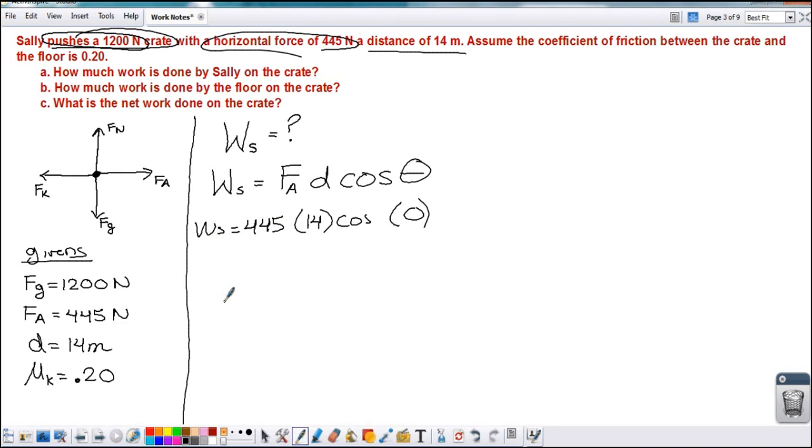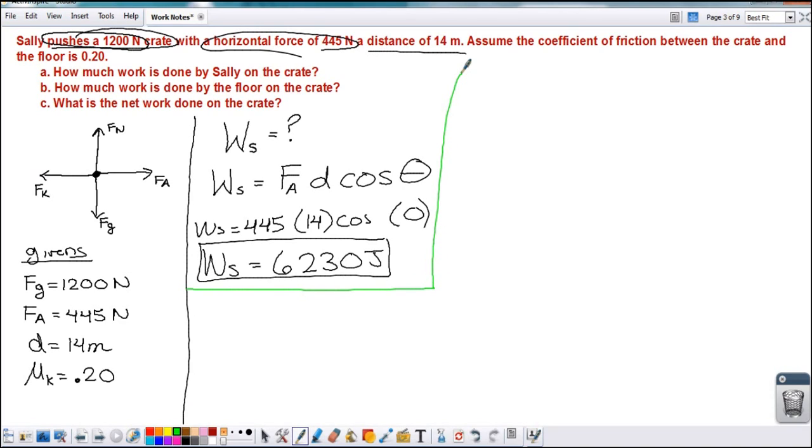So if we go ahead and solve this, we get the work that Sally has done is 6,230 joules of work. And that is part A.